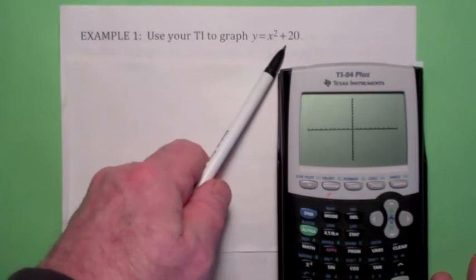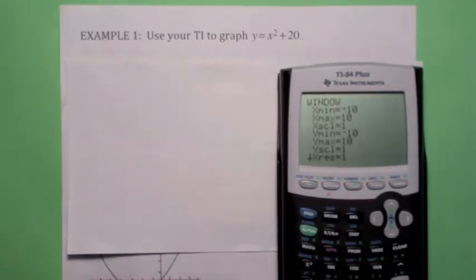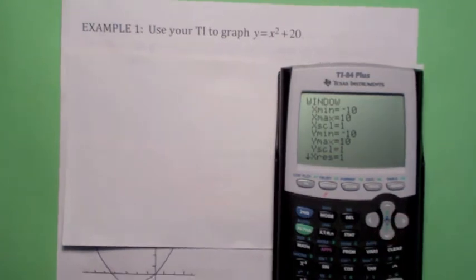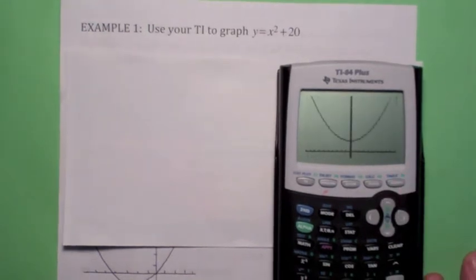If you look, the y-intercept is 20. So if you hit this window button, it gives you the window. You can alter it. Let's change y max. Since it starts at 20, let's change y max to 100. And when you hit enter, now it's graphing it with that new window, and that looks a little bit better.